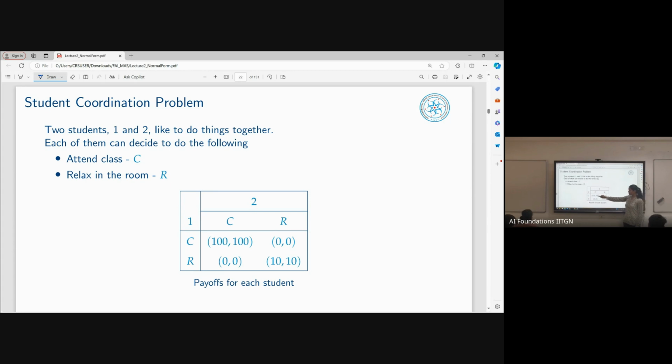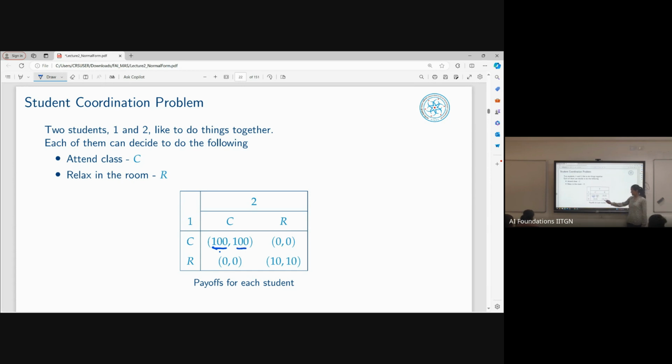So if both of them go to attend the class, player 1 gets a utility of 100. Always the first of the tuple is the payoff for the row player, and the second is the payoff for the column player. That is something we need to know. So if both of them attend class, both player 1 and 2 get a payoff of 100.